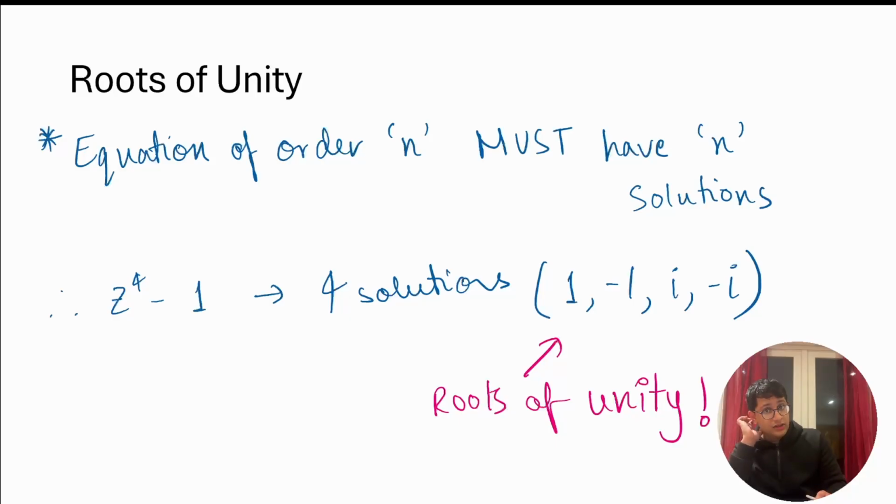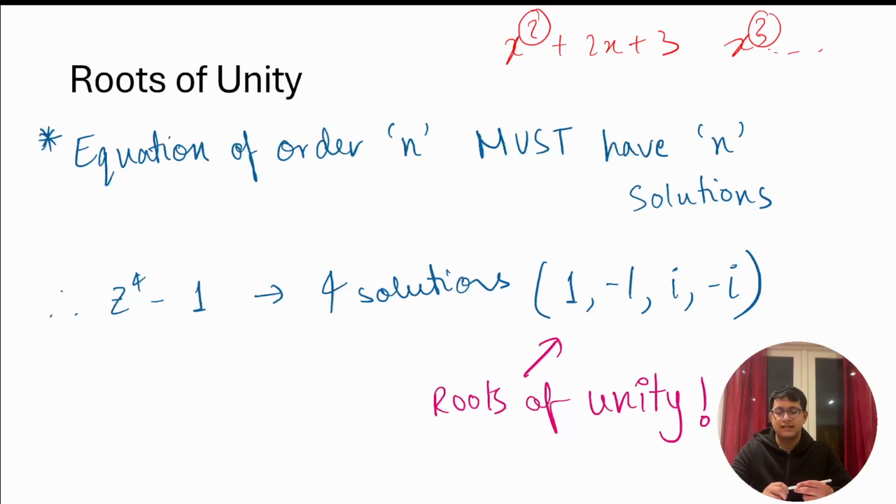Okay, to the very last subtopic of complex numbers, let's talk about the roots of unity. So there's a law of mathematics that states that the order of an equation is just its degree. It's what the highest power is. So for example, in a quadratic like this, the order is 2. In a cubic, the order will be 3. It's just the highest power of x. So the law of mathematics states that the equation of order n will have n solutions.